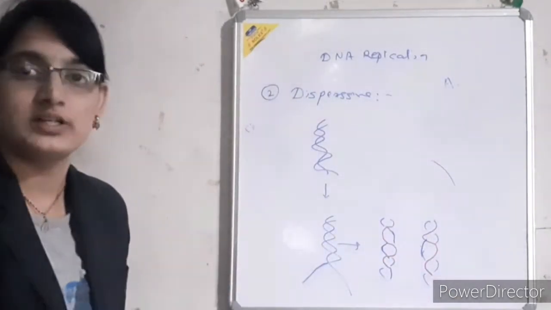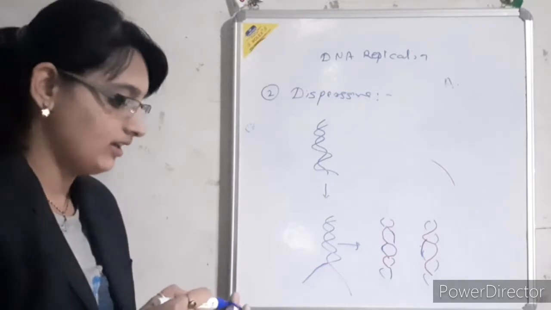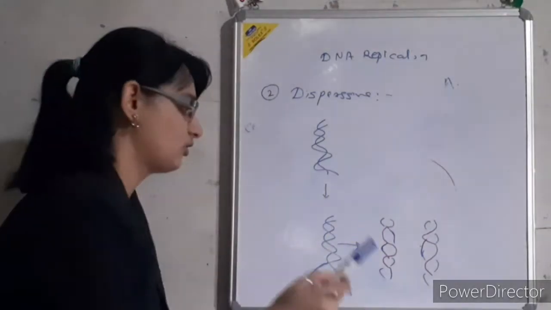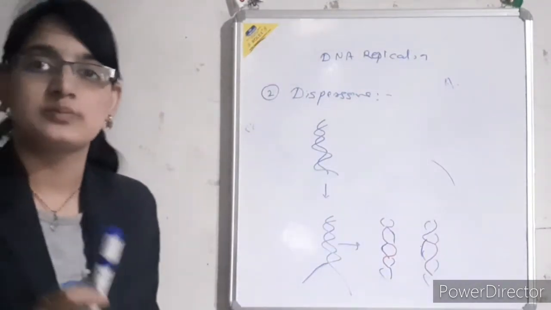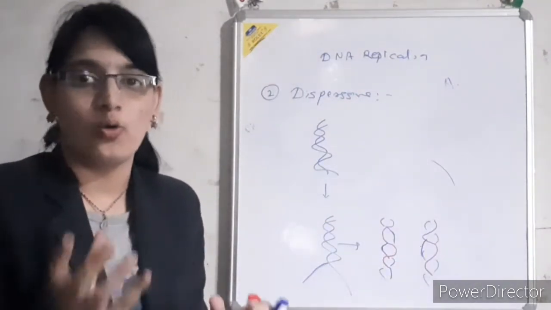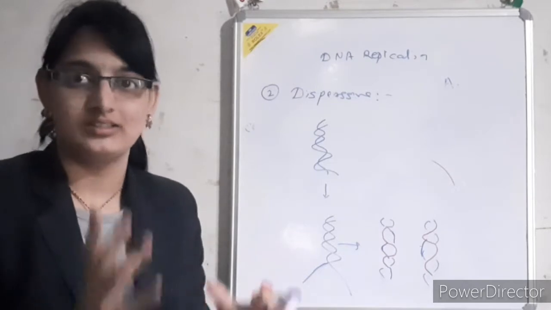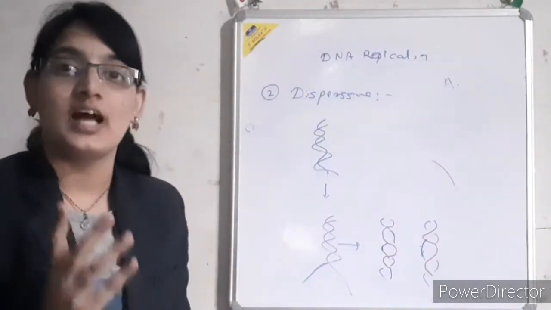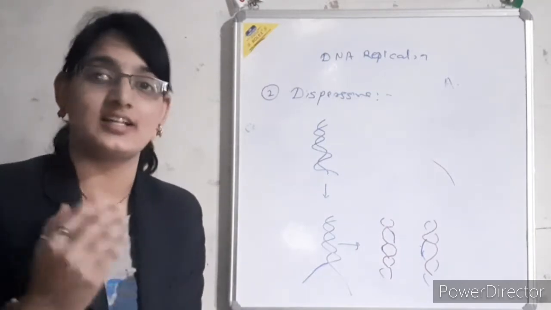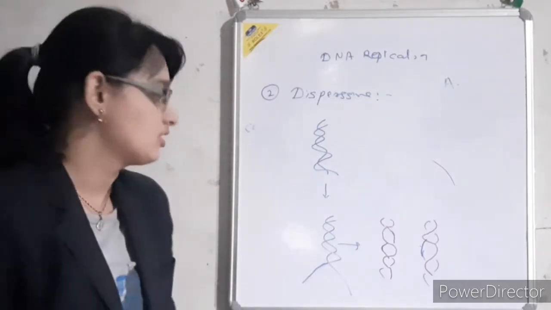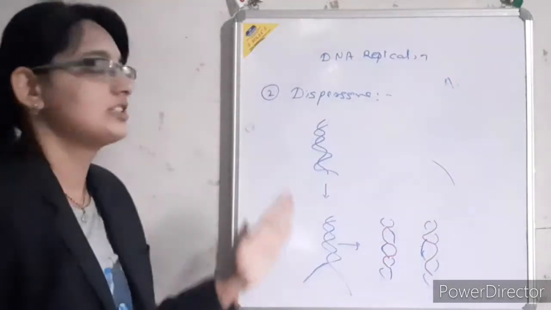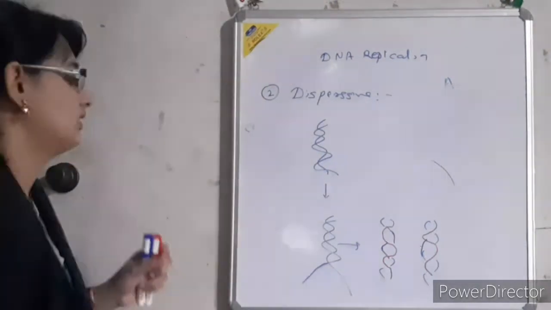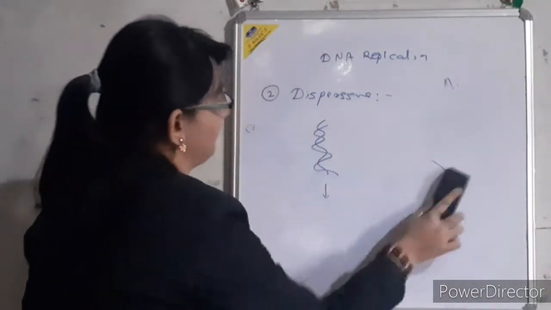This is called the dispersive type of replication, where a strand is not completely new and a DNA strand is not completely parental. It is dispersed in form, meaning new and old fragments are dispersed in the structure, and that structure constitutes a single DNA molecule having new and old strands in a dispersed manner. So we will move toward the third type of DNA replication.